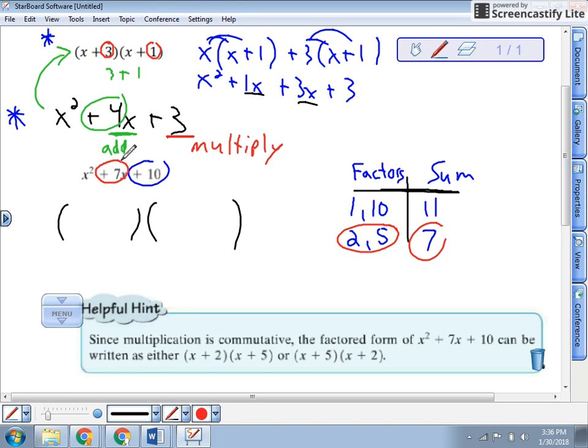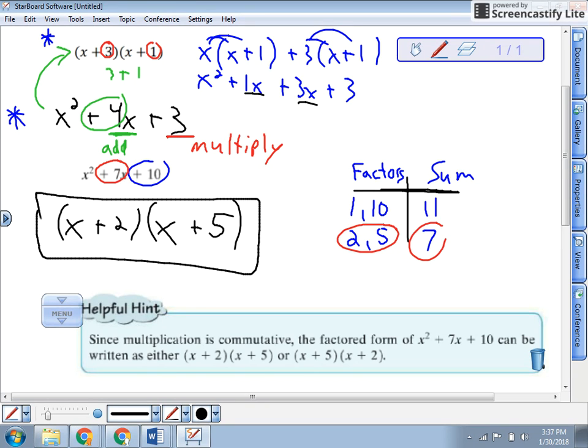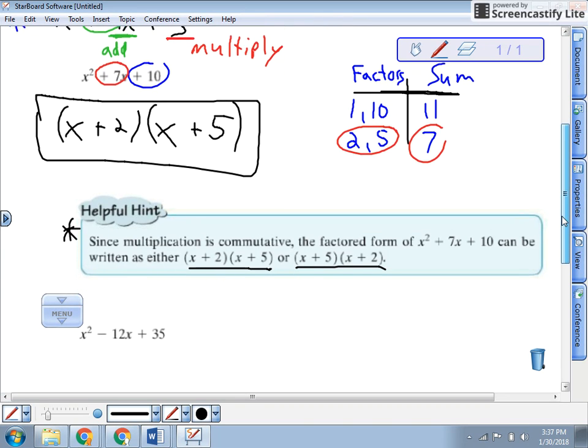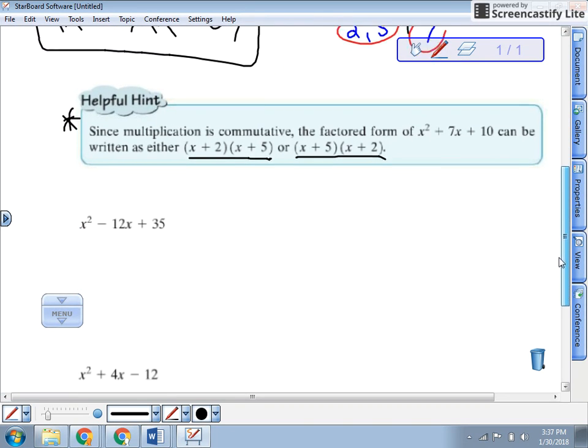So our final answer, we know x times x gives us the x squared, and then we're going to do plus 2 plus 5. So our final answer is going to be x plus 2, x plus 5. Now, does it matter if you write x plus 5, x plus 2? No, it does not matter. This helpful hint down here: it doesn't matter which way you write it. It can be x plus 2, x plus 5, how I wrote it, or you can write x plus 5, x plus 2, as long as those signs are correct. So it's all the pattern. You have to figure out what multiplies to the last number and adds to the middle number.